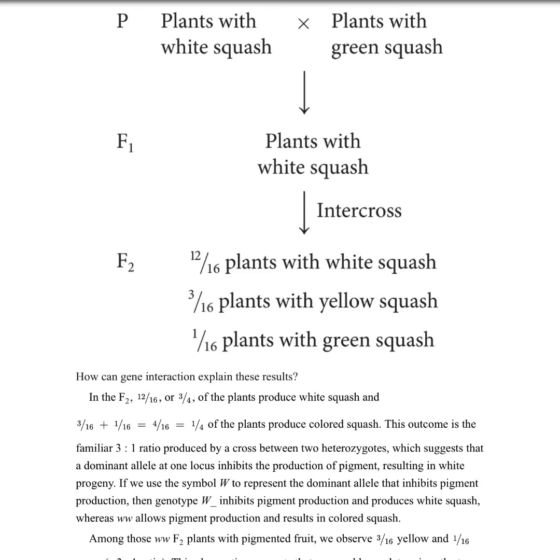When a homozygous plant that produces white squash is crossed with a homozygous plant that produces green squash, and the F1 plants are crossed with each other, the following results are shown.